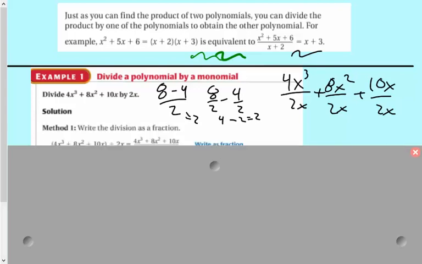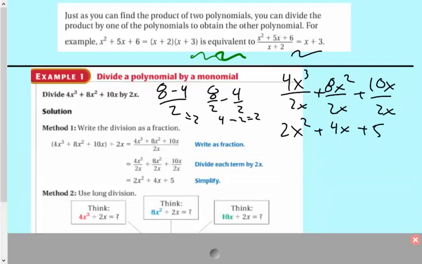So 4x cubed divided by 2x, going back to chapter 8 with properties of exponents, that'd be 2x squared. And then 8x squared over 2x is 4x. 8 divided by 2 is 4. X squared divided by x is x. And then 10x divided by 2x is simply 5. So that's one way. The other way is to do the long division, which we're going to actually get into.